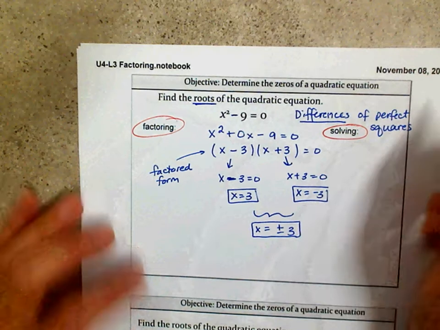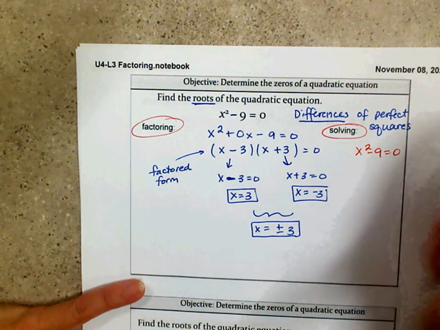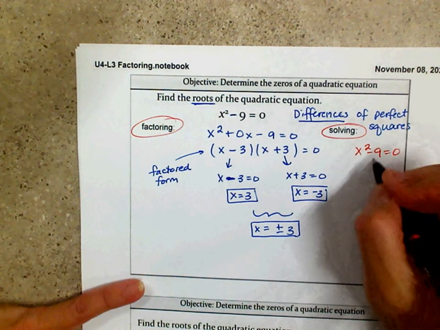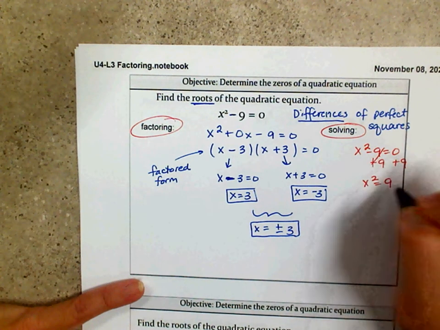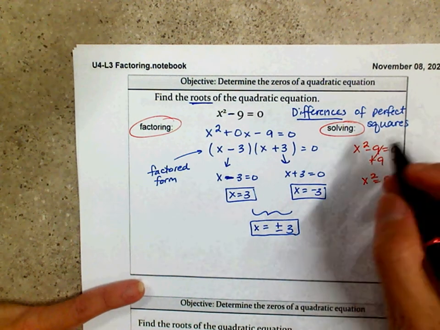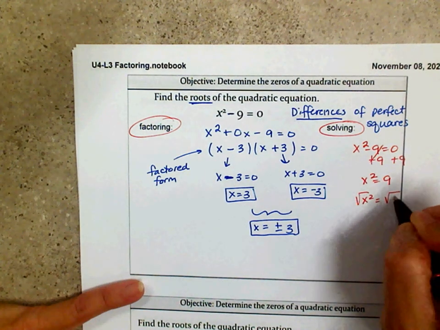x squared minus 9 equals 0. What if I were to add 9 to both sides? So x squared is equal to 9. How do you solve for x? Well, you can take a square root, okay? And when you square root something, you get two answers, plus or minus 3.